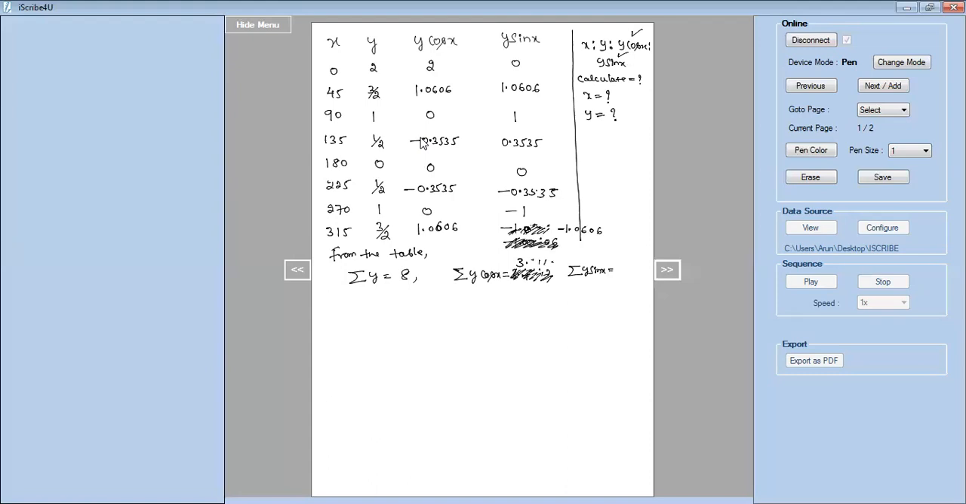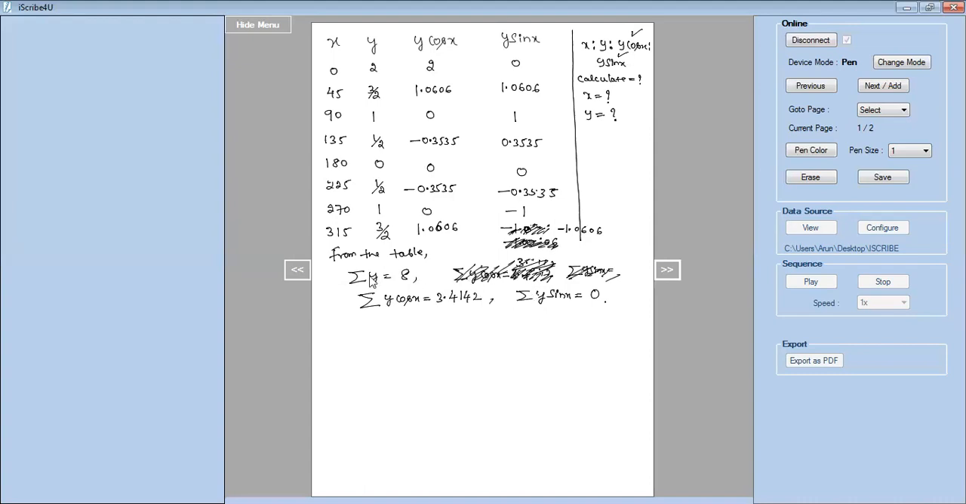I'll write y cos x below here. Summation y cos x equals 3.4142, and summation y sin x equals 0. If you add all those things, the plus and minus cancel: minus 1 plus 1 gets cancelled, this gets cancelled, so summation y sin x was 0. Just add them: summation y cos x, y sin x.